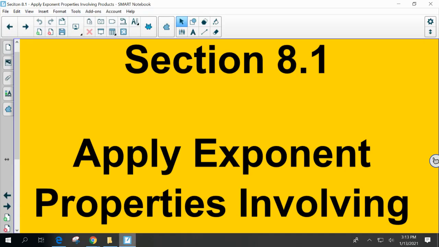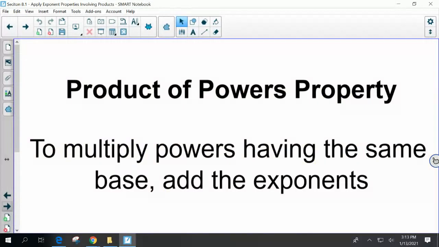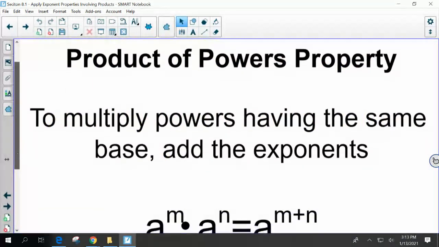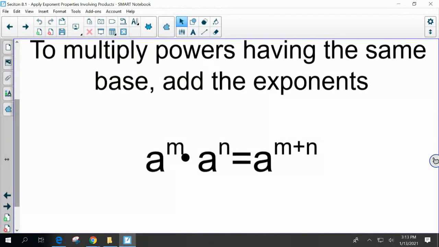All right, this is section 8.1, applying exponent properties involving products. The very first thing we're going to learn about is called the product of powers property. To multiply two powers together, you are really adding the exponents. The bases have to be the same. This a right here is considered a base. The base has to be the same, and what you do is you add the exponents.